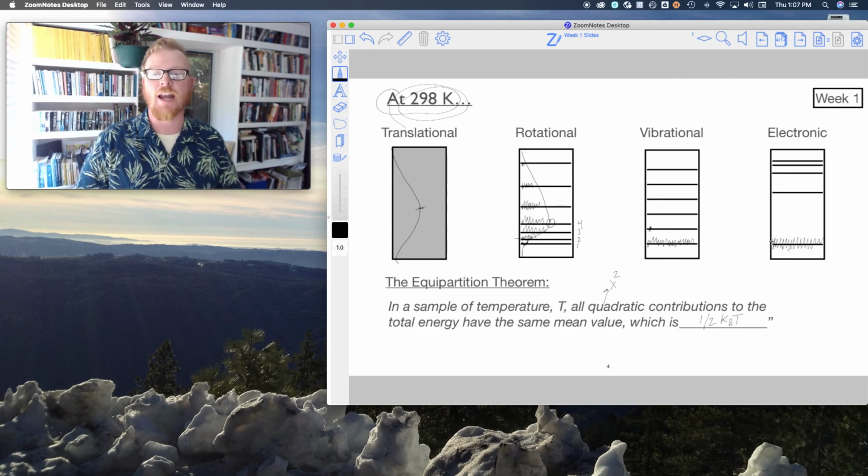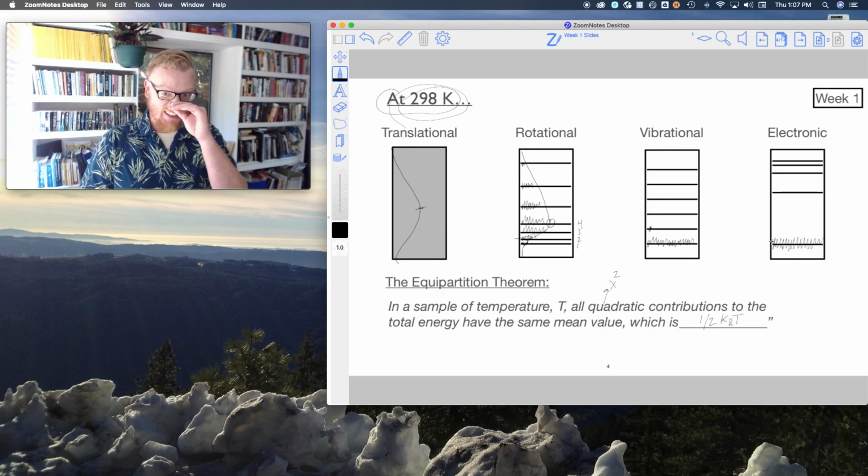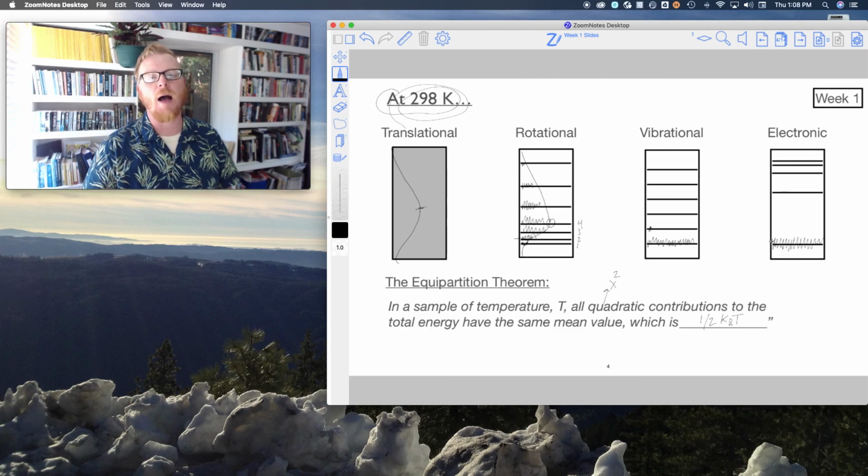I'm going to end this lecture now. Big take-home message: everything is in the ground state at room temperature for the electronic levels. Practically everything is in the ground state at room temperature for the vibrational levels. And the rotations and the translations have a population of states due to the available thermal energy. And as we shall see, because of those populations of states in the rotations and the translations, that energy can be harnessed. It can be used to do stuff.